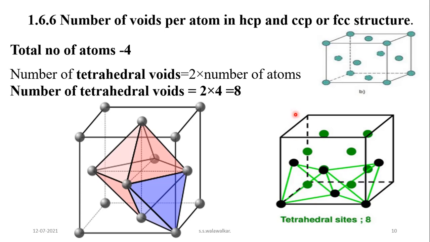So every corner particle in the FCC structure forms a tetrahedral void. Every corner particle forms a tetrahedron. So there are 8 corner particles and therefore 8 tetrahedral voids are present. So the number of tetrahedral voids is 8. Like this, each corner particle forms such a tetrahedral void, and these tetrahedral voids are also not shared by any other unit cell.